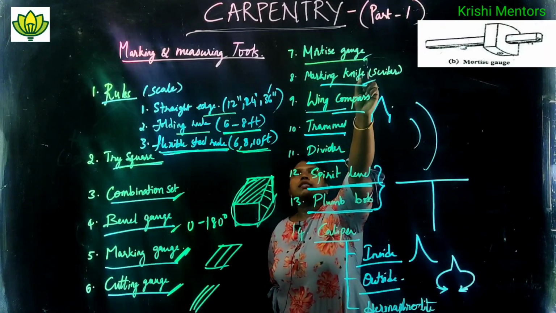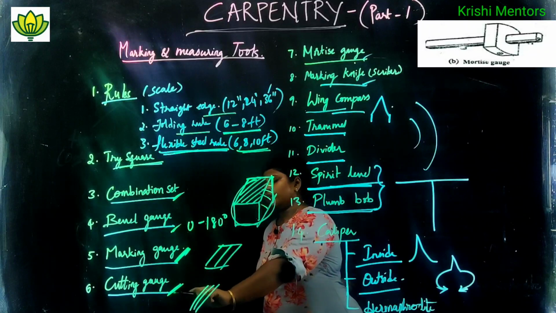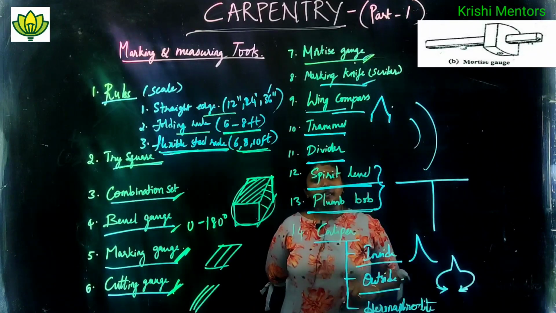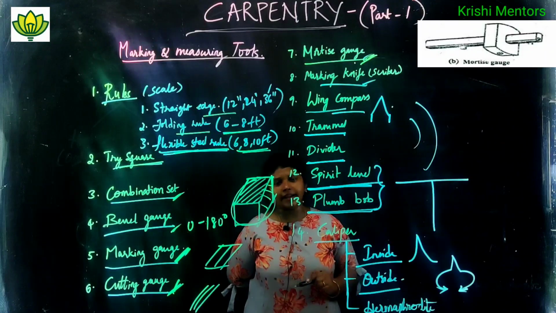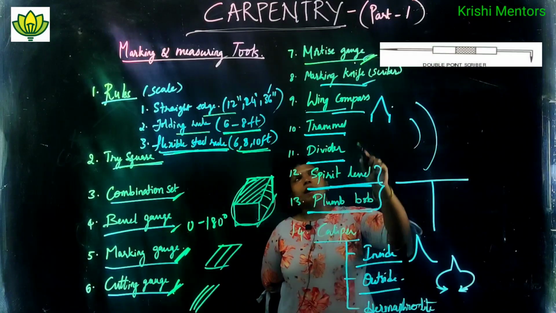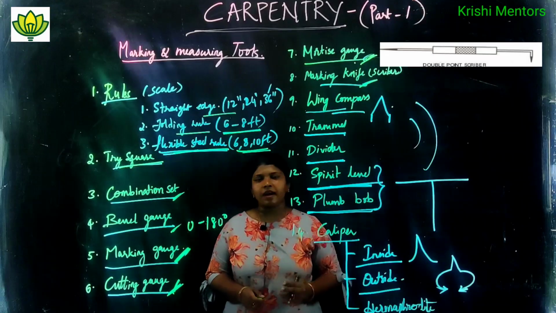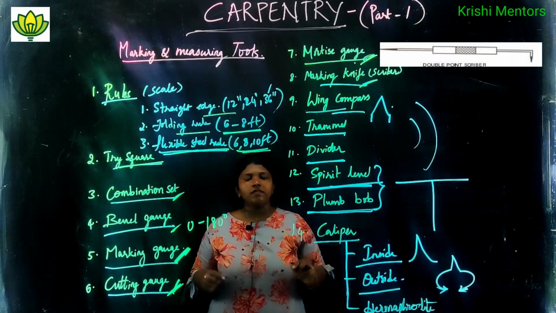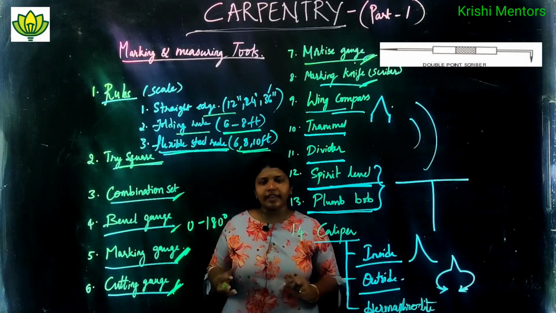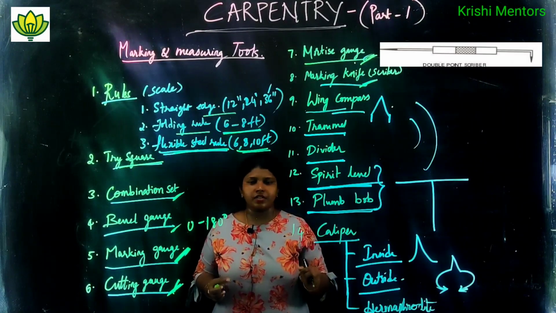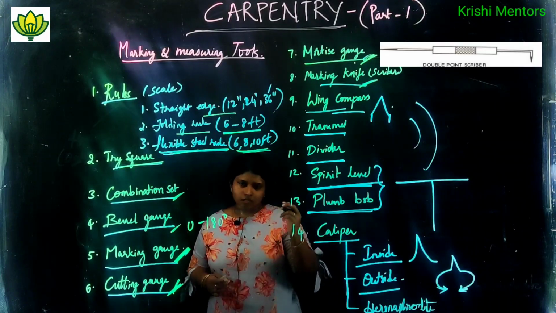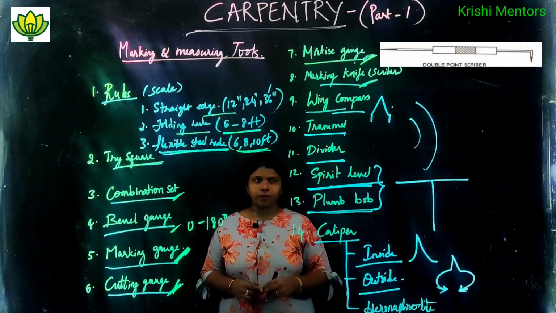Next, coming to mortise gauge. Mortise gauge is also similar to cutting gauge, but this is used to mark out the parallel sides of mortises and tenons. And the next one is marking knife or scriber. A marking knife or scriber is a steel rod which has a pointed end and a straight edge, or a sharp edge actually. This is used to draw lines or scribe lines on the job.